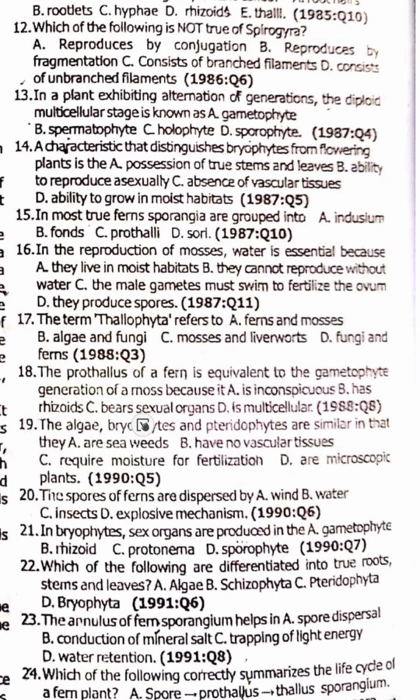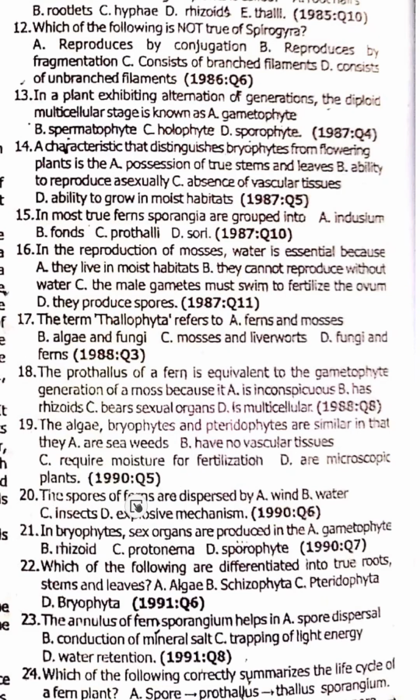19. The algae, bryophyte, and pteridophyte. Examples of bryophytes are mosses and liverwort. Pteridophyte is the fern, a primitive plant, like plants in the early time when the world evolved. So the algae, bryophyte, and pteridophyte are similar in that they require moisture for fertilization. They still require a little bit of water for fertilization.